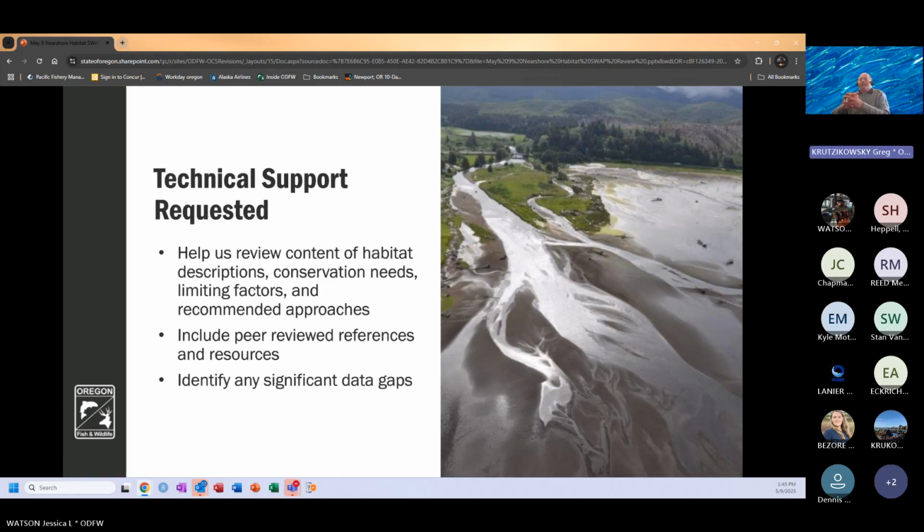So again, the technical support that we're asking you to do is to help us review the content of the habitat descriptions, the conservation needs, the limiting factors, and the recommended approaches. When you submit your comments, it will be most helpful if you can include peer-reviewed references and resources that back up your suggestions. And of course, identify any significant data gaps that might be in the document itself. So go ahead, next slide, please.